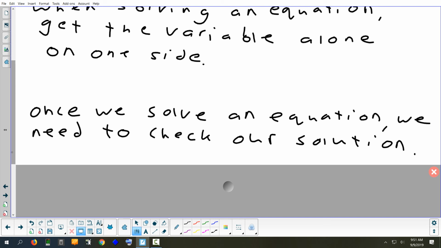So, once we solve this part, you can just look at this. You don't have to write this down. But once we solve an equation, we're going to check it. How do you check it? That's what I think Patriot said. That's evaluating. You're going to take your number, plug it in, and see if it works.